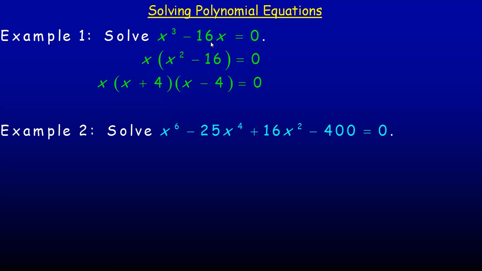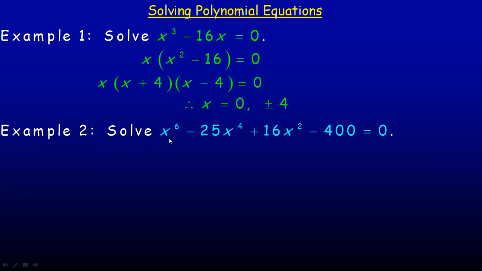Now we have the original cubic factored into three linear factors, so we can set each of these to 0 to solve for x. If we set x equal to 0, we get 0. If we set x plus 4 equal to 0 and solve for x, we get negative 4. Negative 4 plus 4 makes this have a value of 0. And positive 4 is the number that makes x minus 4 have a value of 0. 4 minus 4 is 0. So the three solutions are 0 and plus or minus 4.